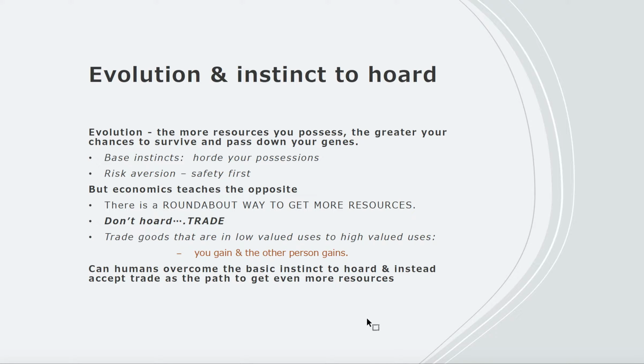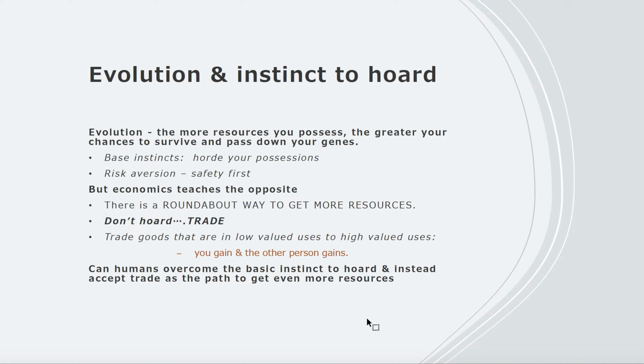That's our initial instinct. And when you're out in the wilderness, you want to make sure you don't waste any of your resources and you have what you need and you have it with you. Now, economics essentially is trying to teach you the opposite, that there's a roundabout way to get even more resources than if you just hoard, and that's trading. So we trade goods that are low in value to us to somebody who has a higher relative value for it. I gain, you gain, we all gain. In that process, we all have more resources, right?